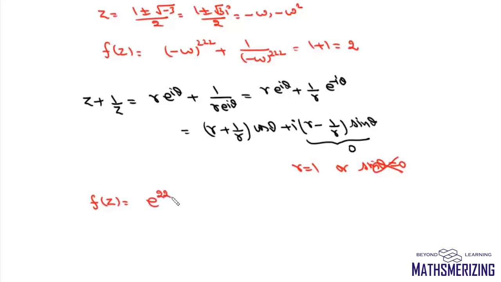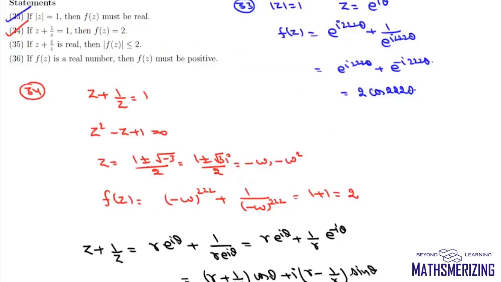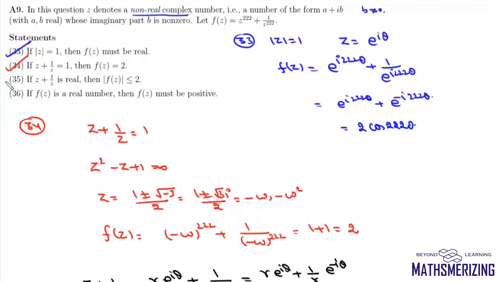e to the power 222 iota theta plus 1 upon e to the power 222 iota theta. So it will be 2 cos 222 theta, which is less than or equal to 2. That means statement 35 is also correct. Now 36 is: if f(z) is a real number, then f(z) must be positive.